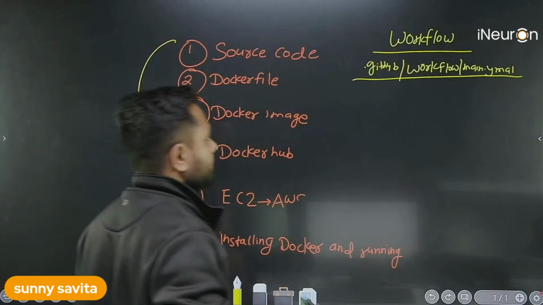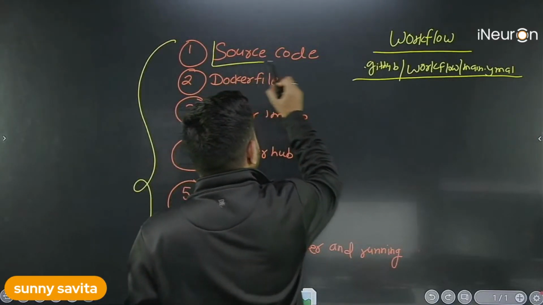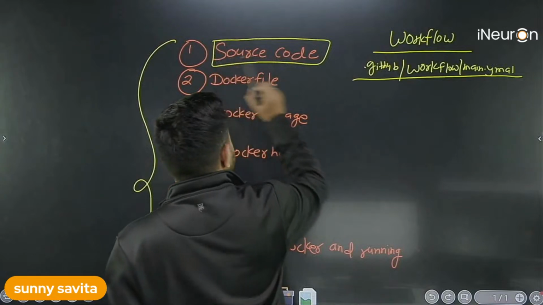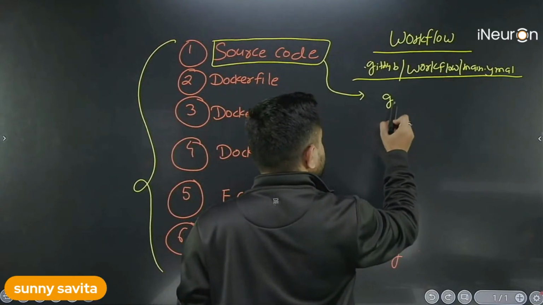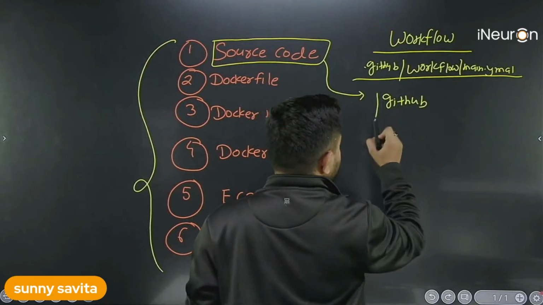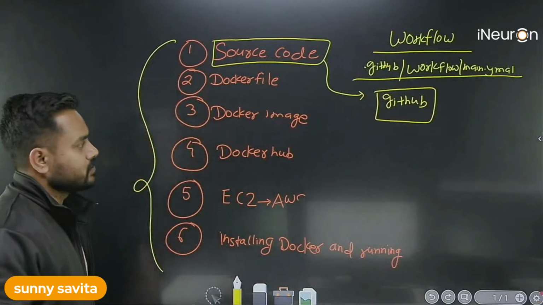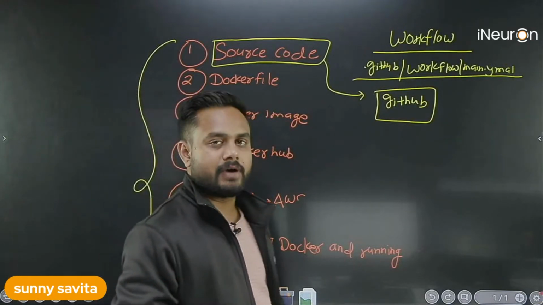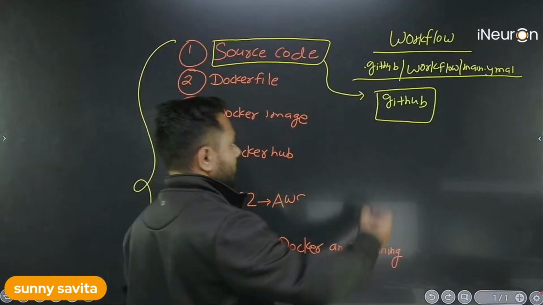We are keeping this source code, pushing it to my central repository, and my central repository name is GitHub. I am pushing my code to GitHub. Got it? Now on top of GitHub, right?